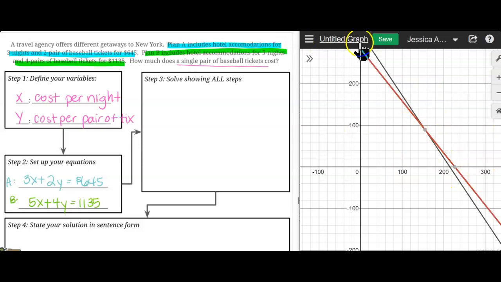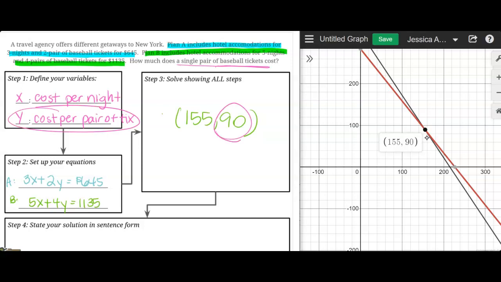When I click on the line, I get some points, and so I'm just going to click on that intersection point. And that shows me that my intersection point is 155, 90. Since it's asking me for baseball tickets, I know that's y, so 90 will be the part of the point that I want. So I will just state it in a sentence. A pair of baseball tickets costs $90.